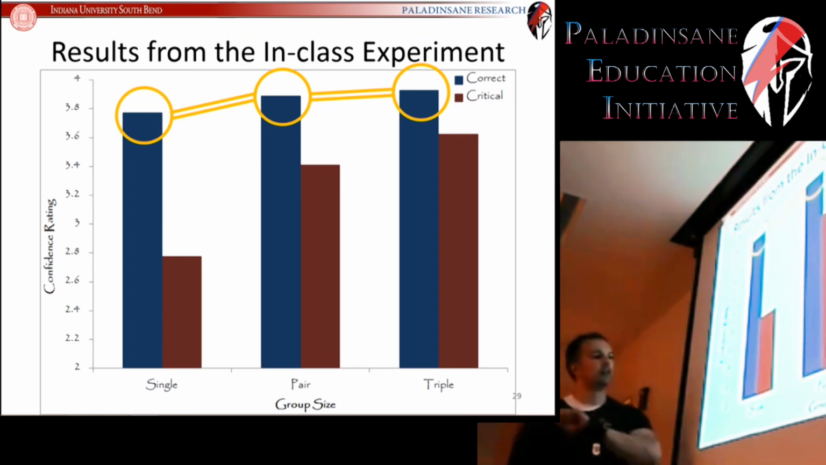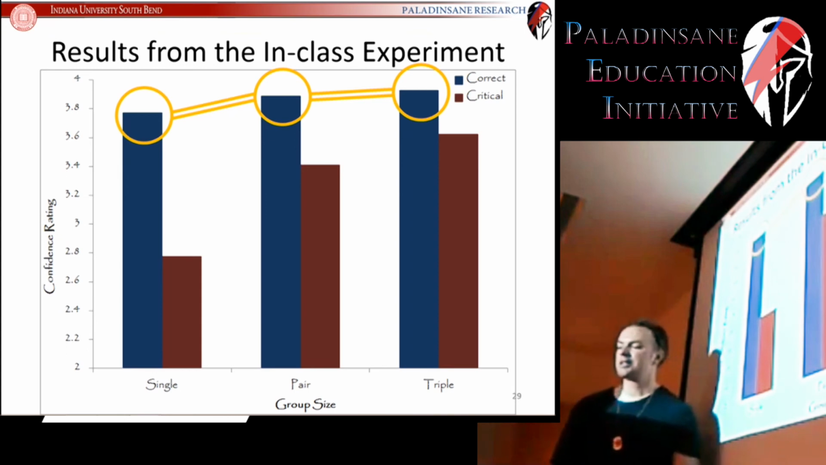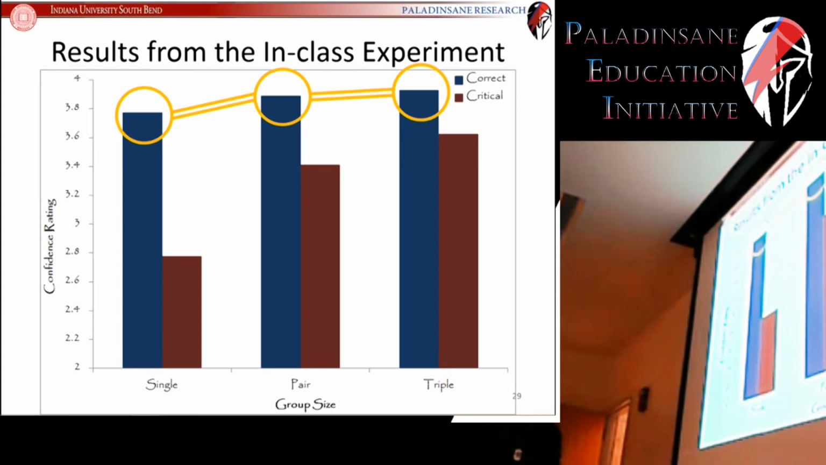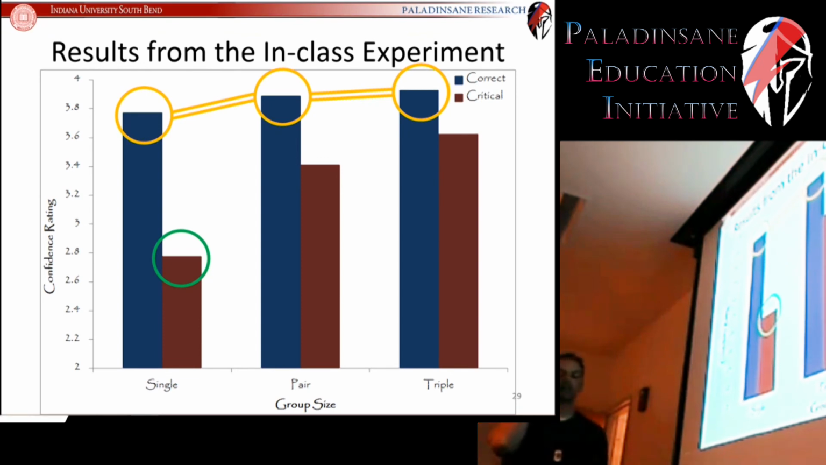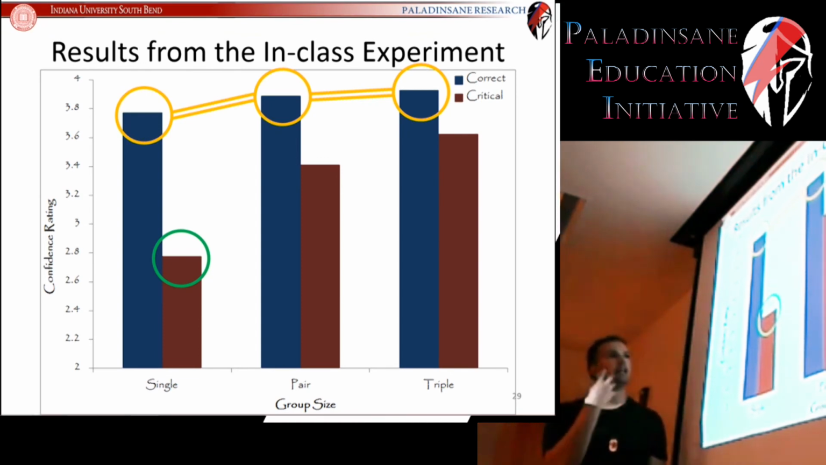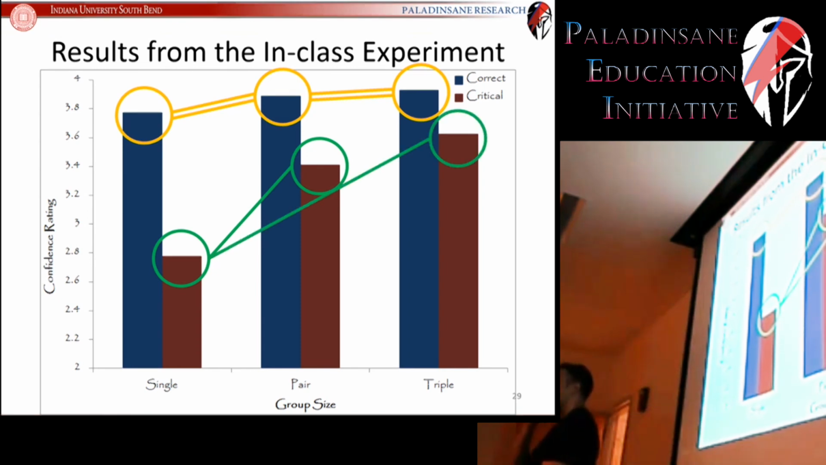However, for the false memories, for the incorrectly recalled information, singles actually have significantly, truly less confidence than do either pairs or groups of 3.